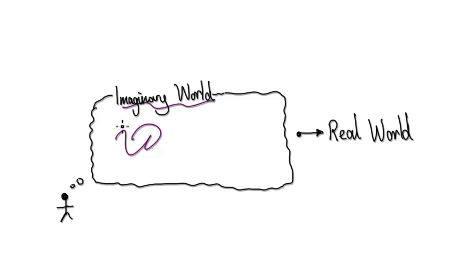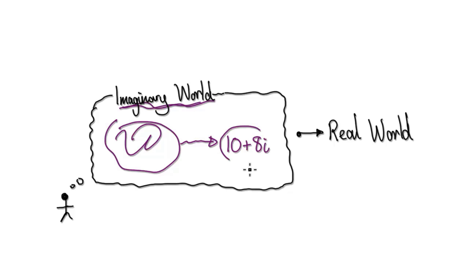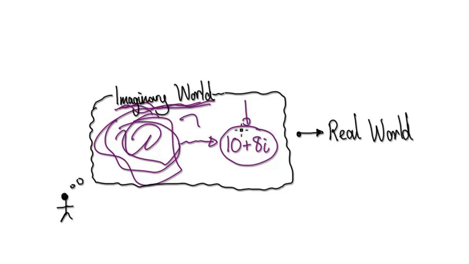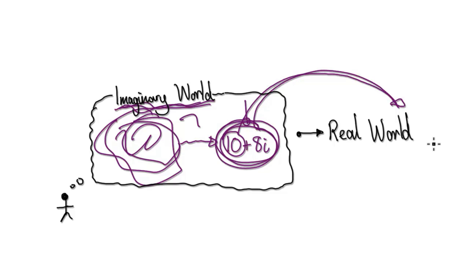We would do some sort of computation on this number, and then right at the end of it all, we would get an answer in the imaginary world. So, for example, let's say the answer is 10 plus 8i. Well, this 10 plus 8i is meaningless. It only exists in the imaginary world. But once we've done some sort of computation and got our final answer, we can convert it back into the real world. So for example, we would convert this number into the real world. So the number 10 would be meaningful in the real world.